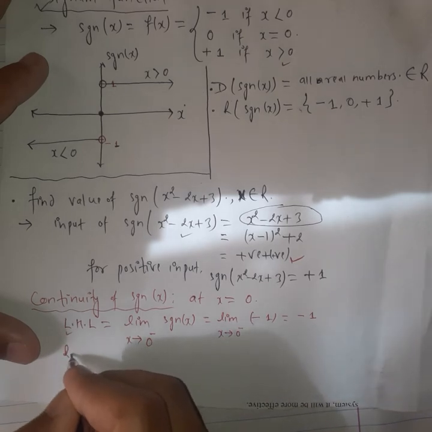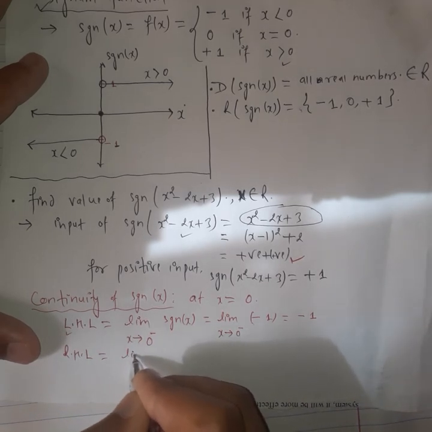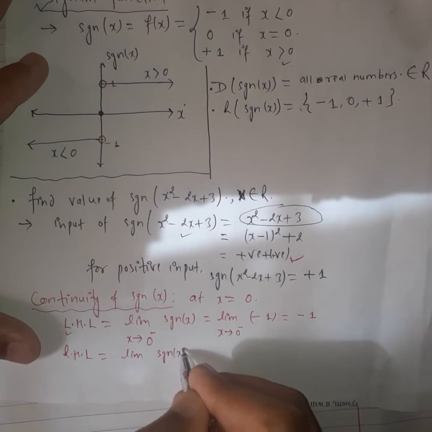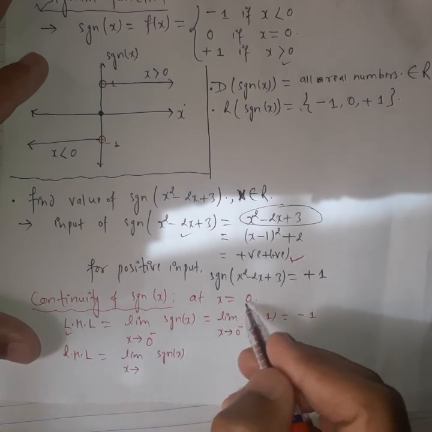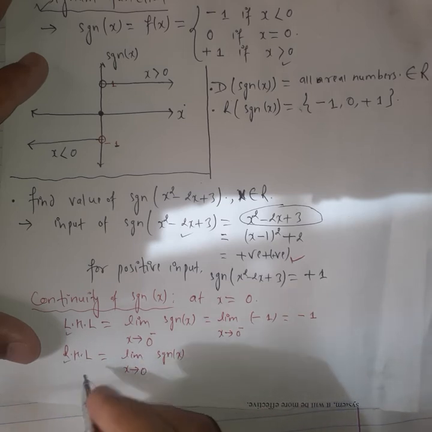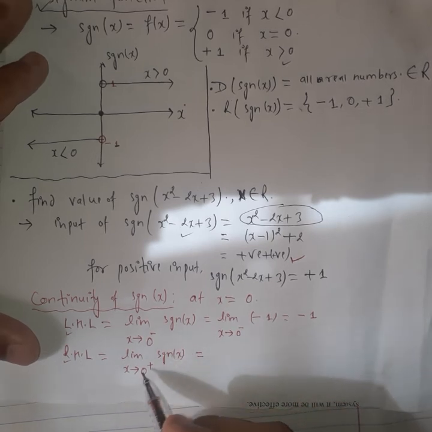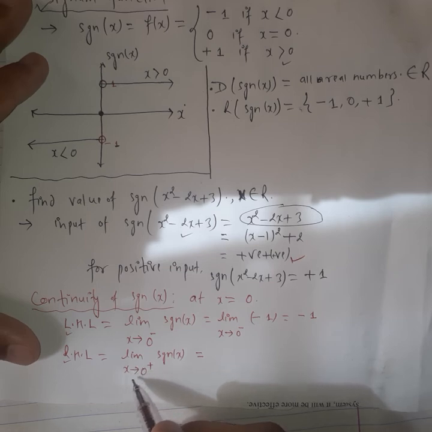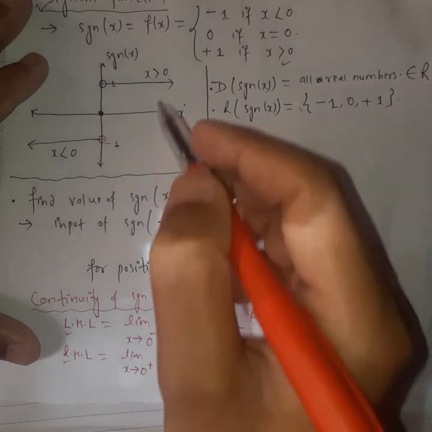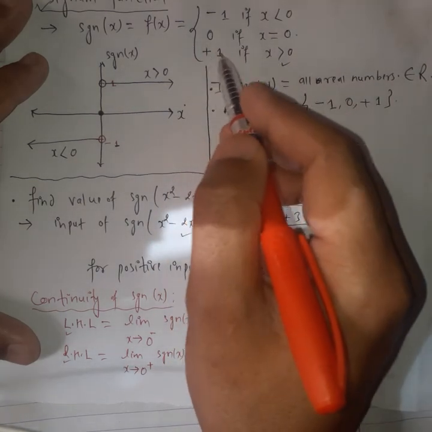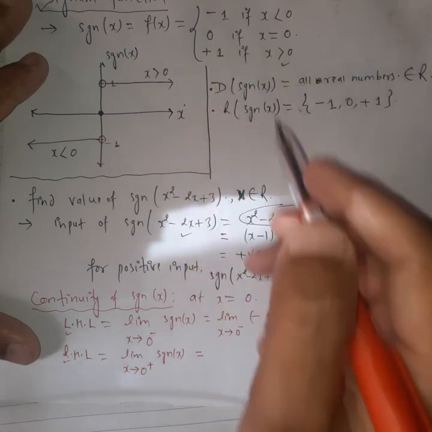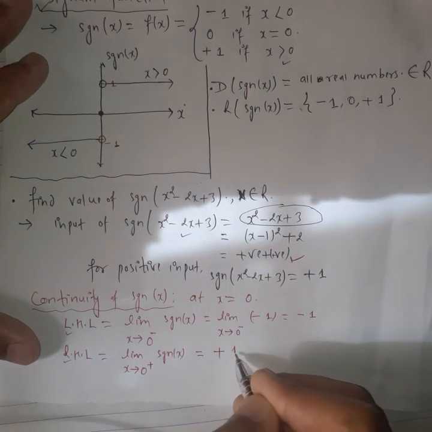Similarly, we can calculate the value of the right hand limit. It is the limit of the signum function when we approach 0 from the right hand side, so we have to put the plus sign on the top. When x tends to 0 plus, we are going to take the values of x just greater than 0. Greater than 0 means positive. We are going to take the positive inputs here. For the positive inputs, the signum function is defined as positive 1. So the limiting value is positive 1.